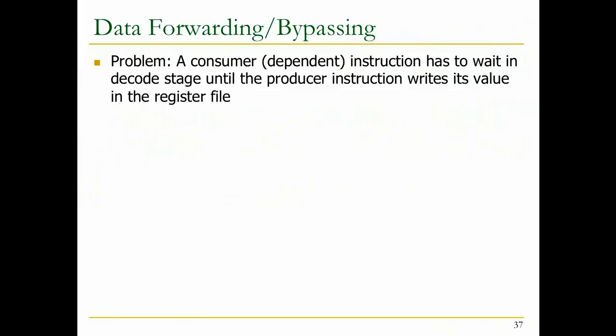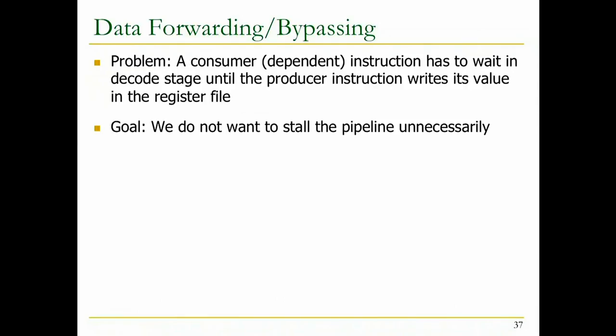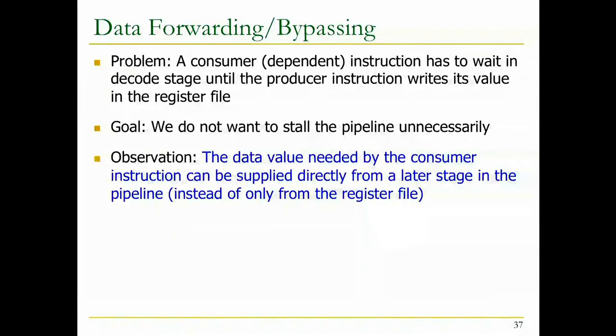So what is data forwarding, or bypassing? A consumer instruction has to wait in the decode stage until the producer instruction writes its value into the register file. That's the problem we're solving. We don't want to stall the pipeline unnecessarily. So the observation here is that the data value needed by the consumer instruction can be supplied directly from a later stage in the pipeline, instead of only from the register file. Basically, supply the data value when it's produced.